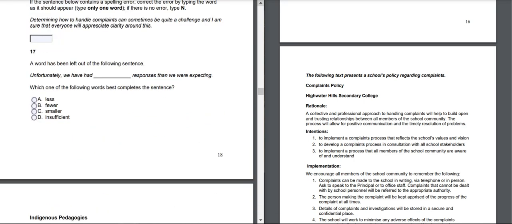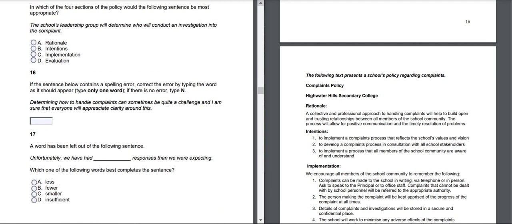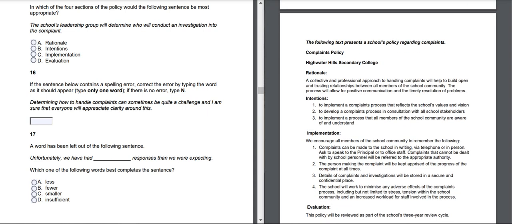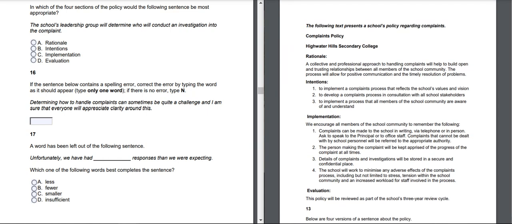Question 15. The school's leadership group will determine who will conduct an investigation into the complaint. Does it go into, in which section do we put it in? Rationale, intentions, implementation, evaluation. So rationale is just a bit of an overview as to their complaints policy. Intentions is the point of it. Implementation is how they actually do it, and evaluation is about the review process.